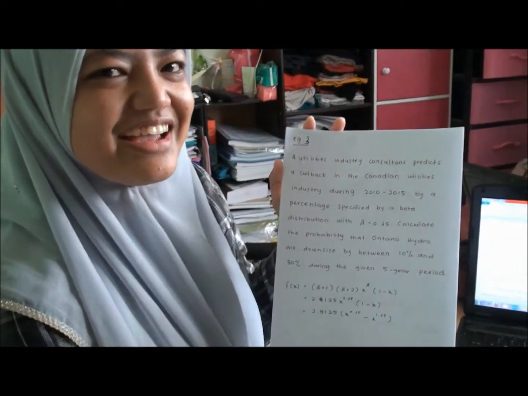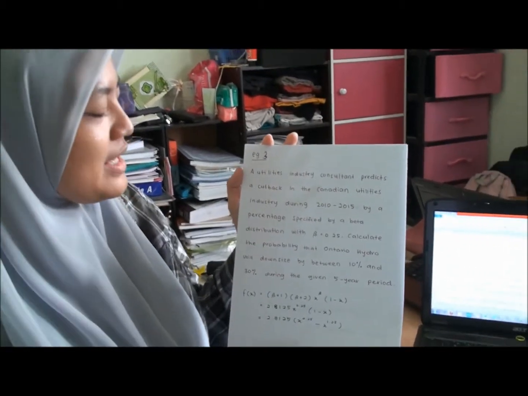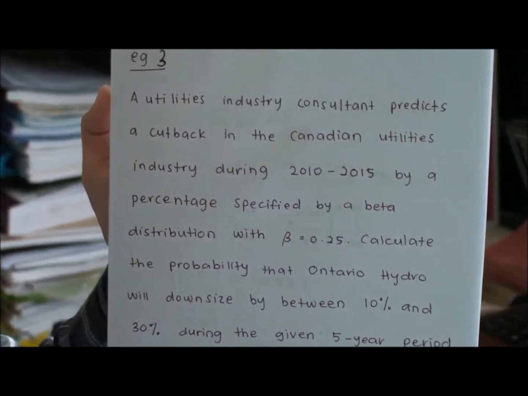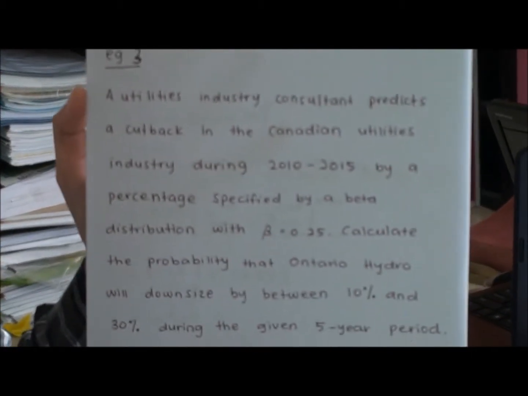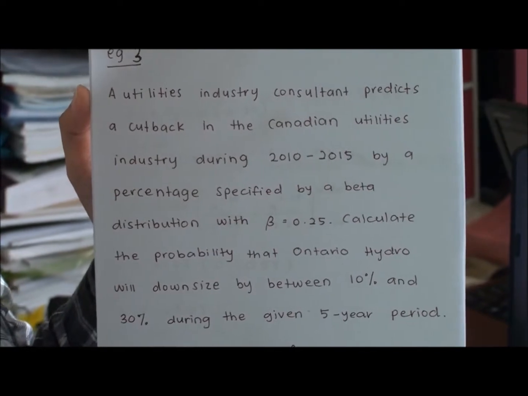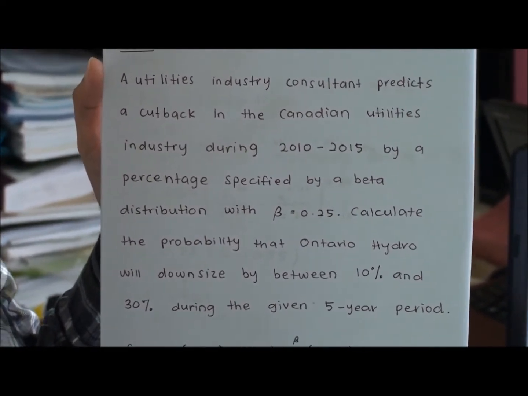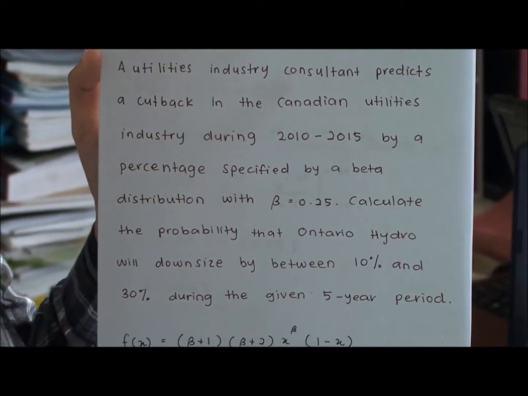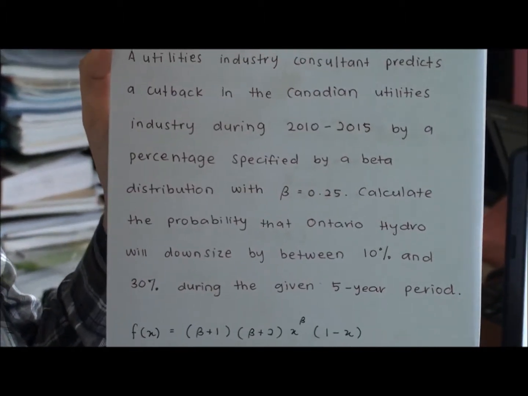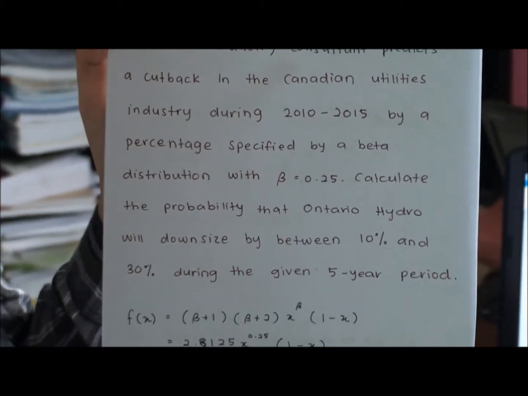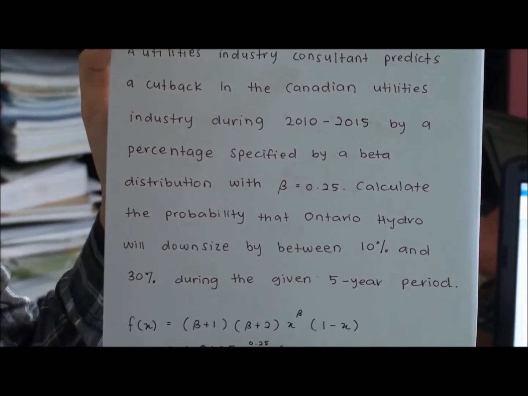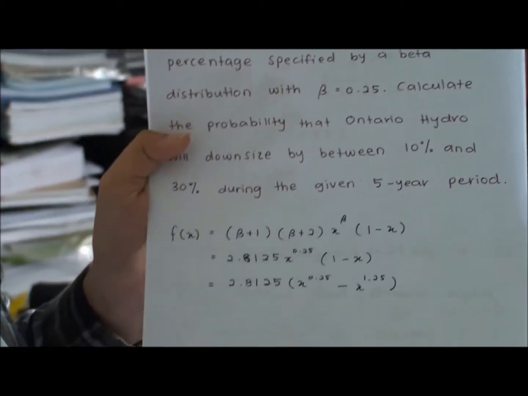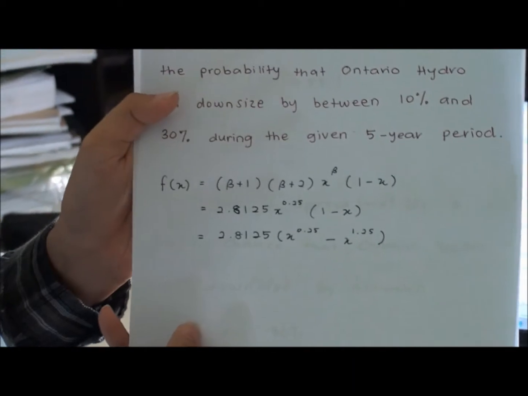Okay, the third example, the question is, a utilities industry consultant predicts a cutback in the Canadian utilities industry during 2010 to 2015 by a percentage specified by a beta distribution with beta equals 0.25. Calculate the probability that Ontario Hydro will downsize by between 10% and 30% during the given 5-year period. Okay, this is the solution for this question.